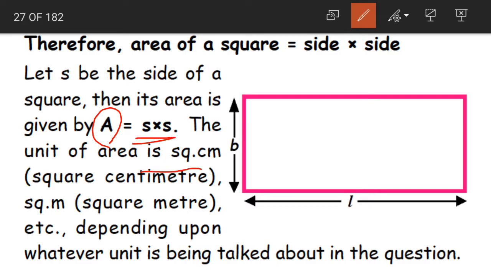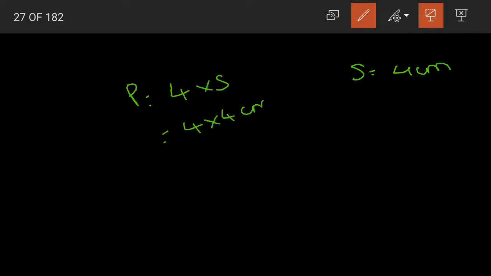Now the unit of area is square centimeters, square meters, etc., depending upon whatever unit is being talked about in the question. Now the difference here in the units of area and perimeter is that for perimeter, children, suppose the length of a side is 4 centimeters. What is the perimeter of the square? 4 into S, that is equal to 4 into 4 centimeters, which is equal to 16 centimeters. The unit of measurement in the question was centimeters, so even for the answer we have placed centimeters.